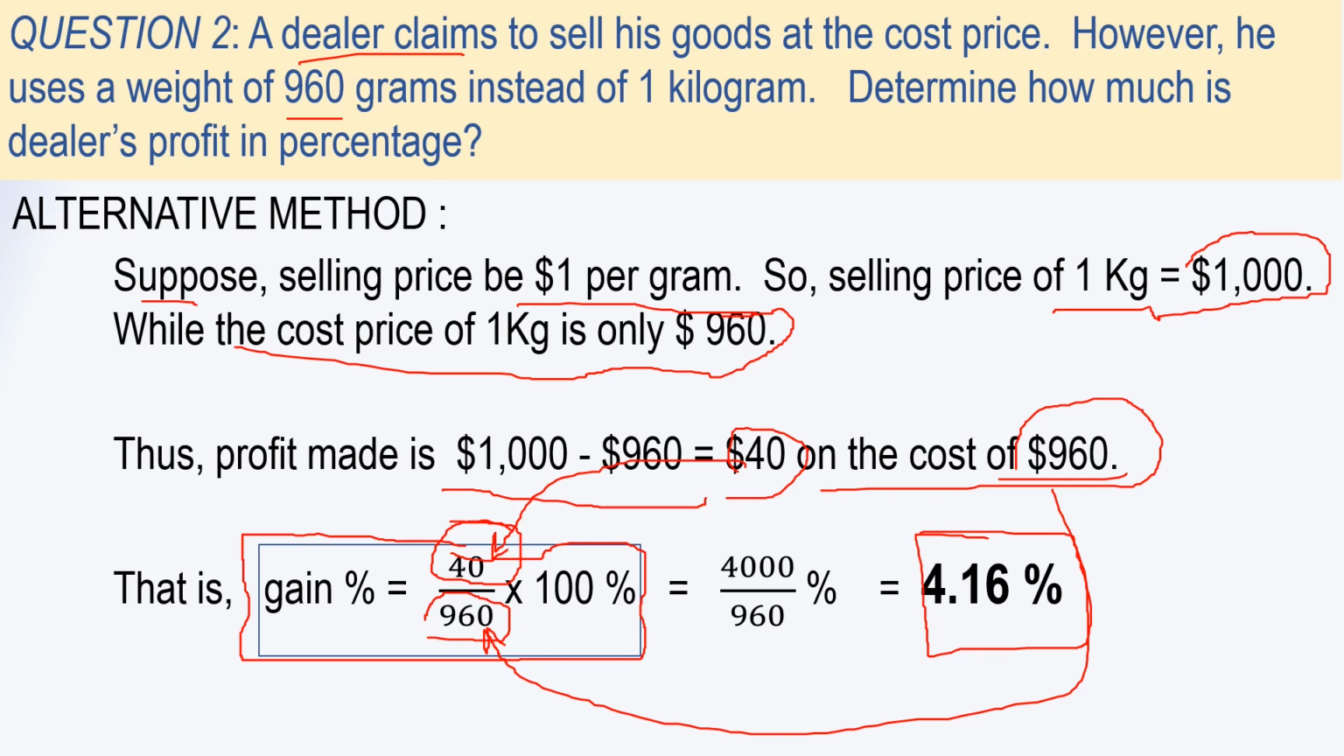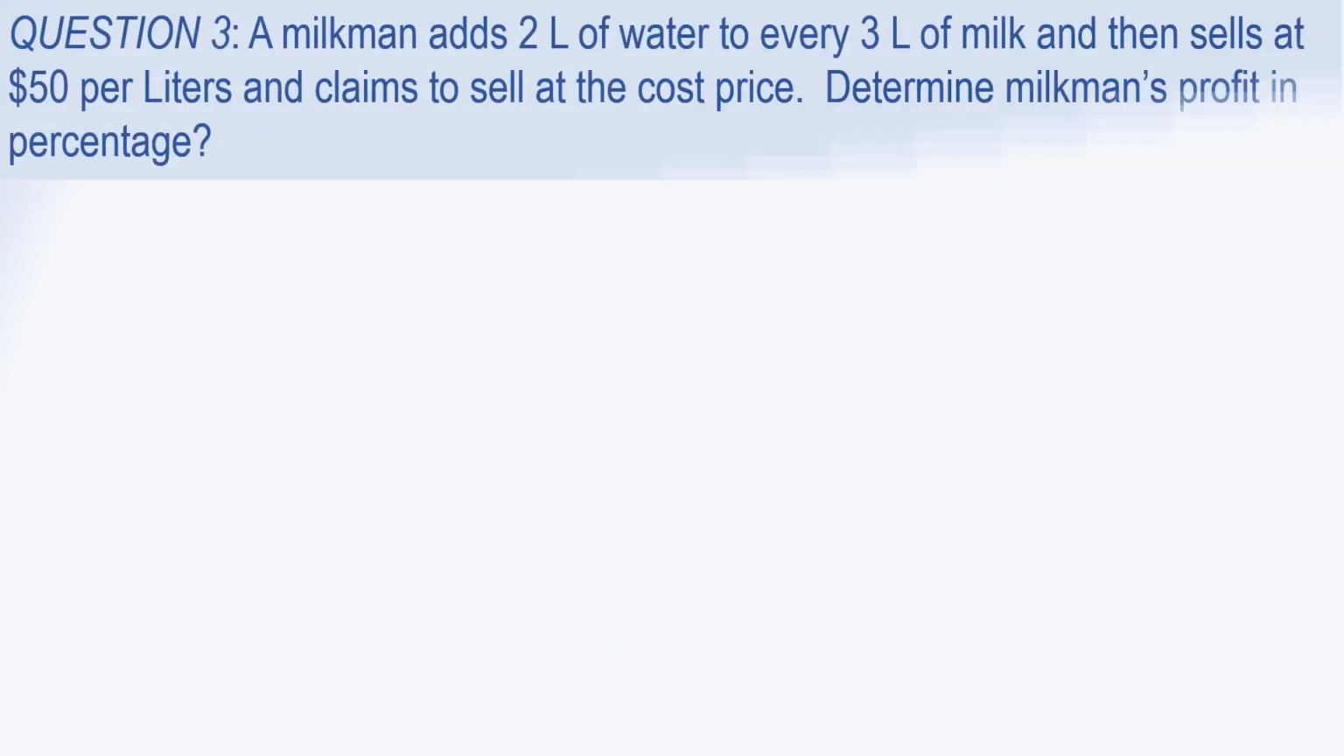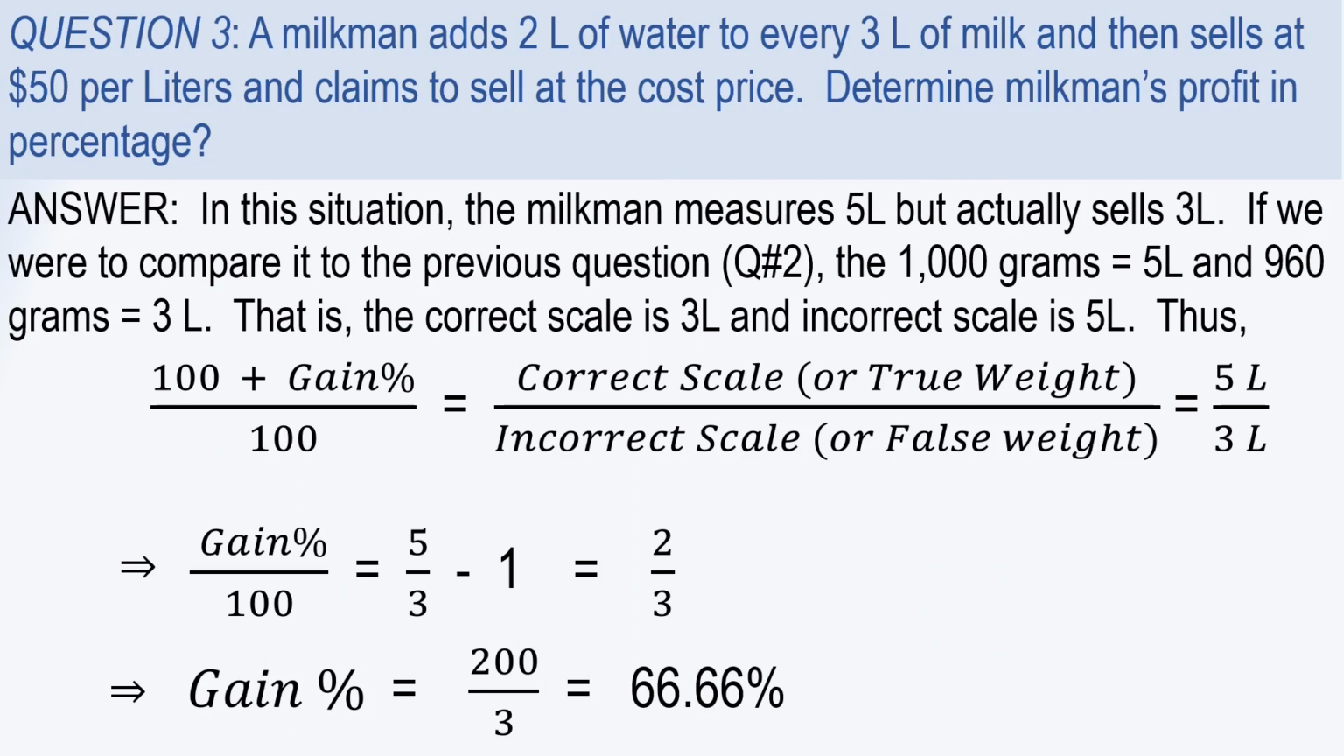And if I can go to the next question now, let's try to understand a different question, and let's see how we apply this whole formula or trick to this slightly different question. So question number 3 is, a milkman adds 2 liters of water to every 3 liters of milk and then sells at $50 per liter, while he claims that he is selling at the cost price. In this case we have to determine the milkman's profit in percentage.